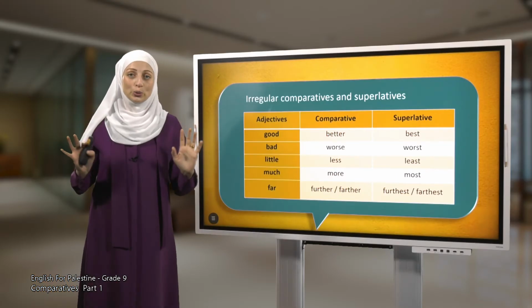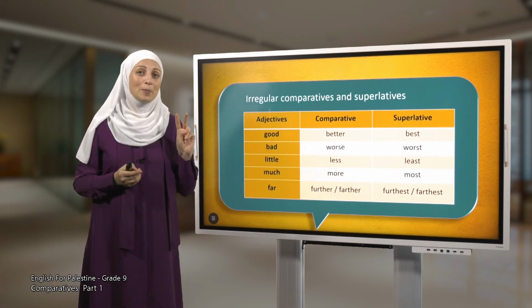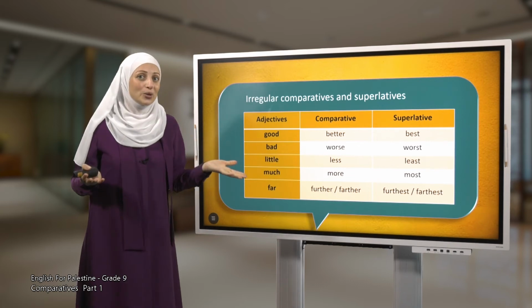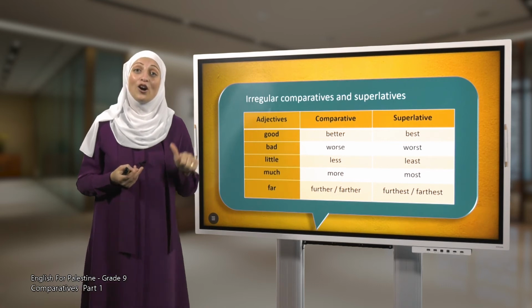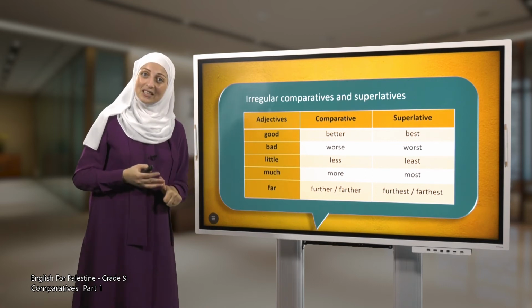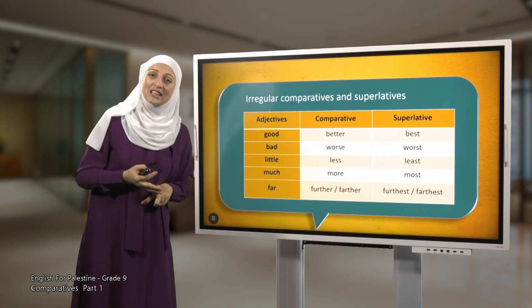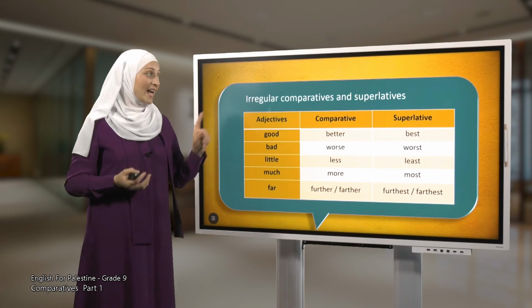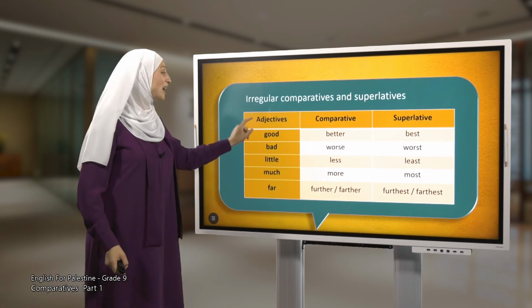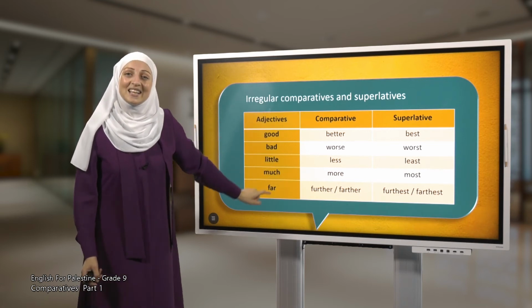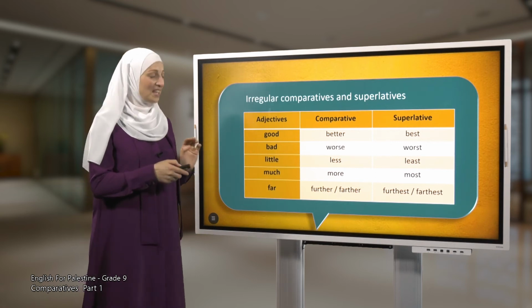So, to conclude, you have to know that if you want to compare two people or two things, you have many choices. The first choice is to add ER for 1-syllable adjectives. Then, if you have 3-syllable adjectives or more, you will add more. And here you have to memorize the comparative adjectives for those irregular adjectives. Did you understand? I think yes.